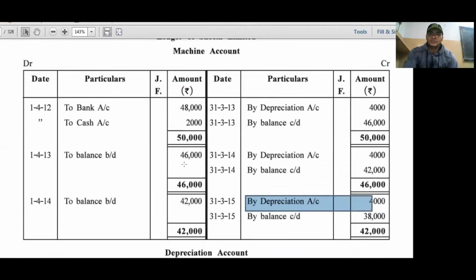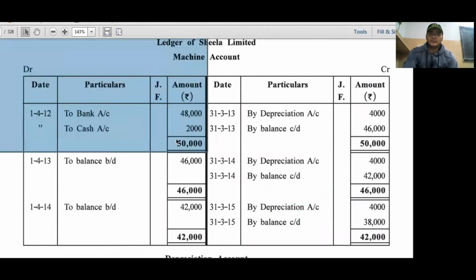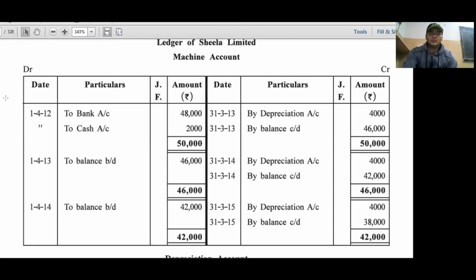Now total of first year is 50,000. First year means opening date, that is the date on which assets are purchased, and here it is the closing date. Opening is 1/4/2012, then closing becomes 31st March 2013. Again for second year, opening is 1/4/2013, closing is 31st March 2014. Third year, opening date is 1/4/2014 and on the opposite side, closing is 31st March 2015.